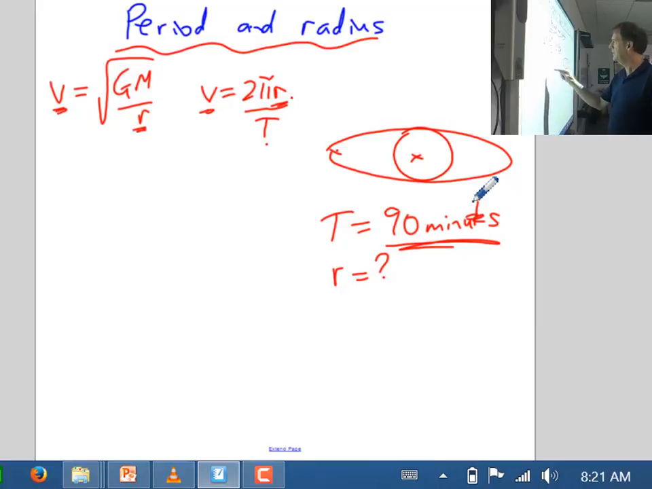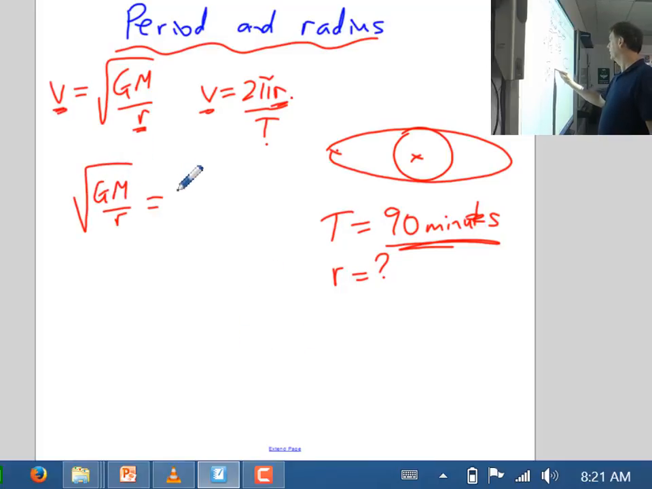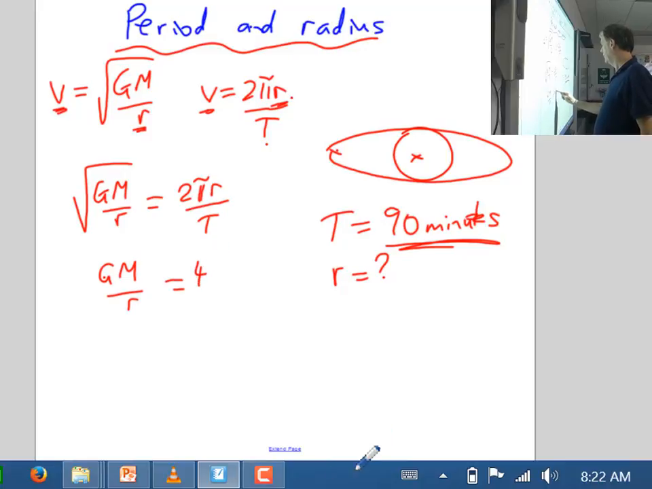But if you were to equate these two equations and put them together, the fact that root GM over r is going to be equal to 2 pi r over t, because they're both equal to v, you can square both sides first of all. So GM over r, getting rid of the square root, would be 4 pi squared r squared over t squared. You can see that there should be some sort of ratio between period and radius here. If we rearrange this a bit to get the r on its own, the r up here will become an r cubed.